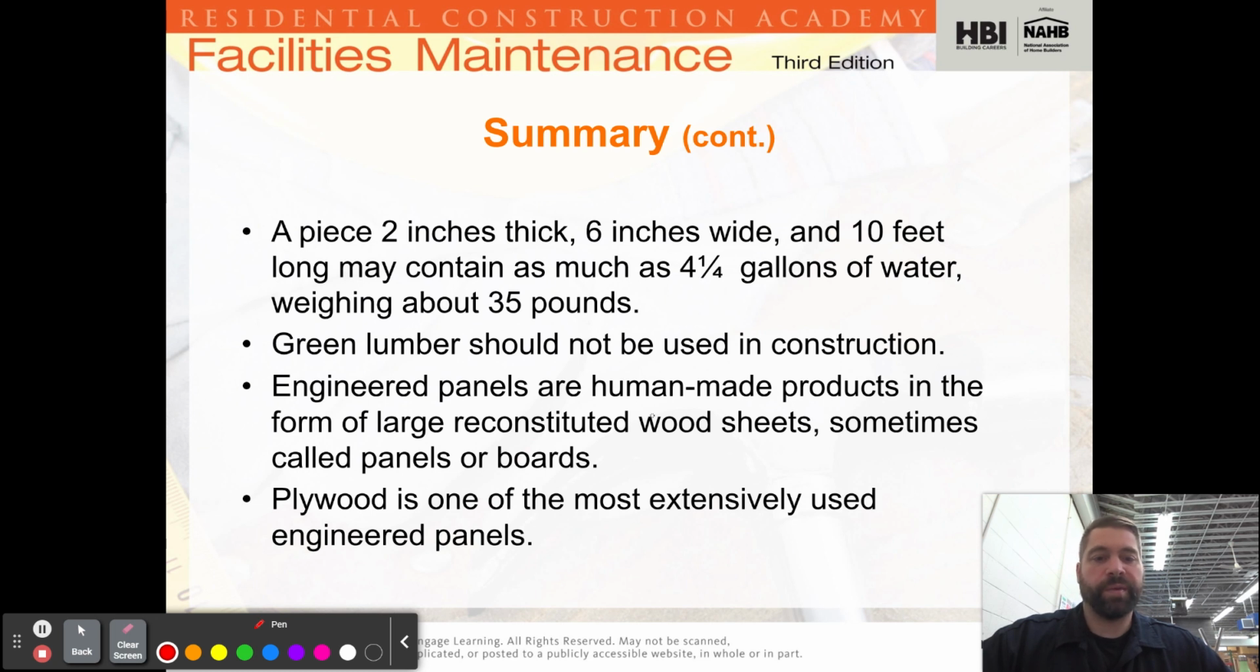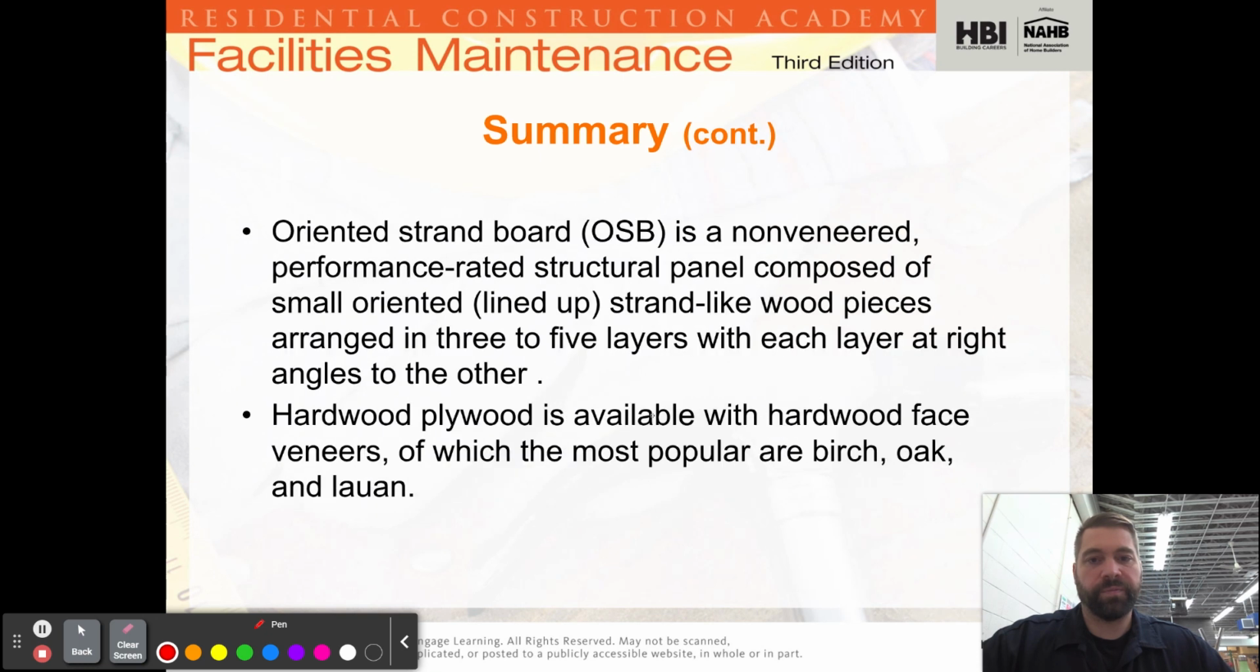Engineered panels are human-made products in the form of large, reconstituted wood sheets, sometimes called panels or boards. Plywood is one of the most extensively used engineered panels. OSB is a non-veneer performance-rated structural panel composed of small, oriented, or lined-up, strand-like wood pieces arranged in 3 to 5 layers, with each layer at right angles to each other. Again, this is what you use on the floors of your booths.